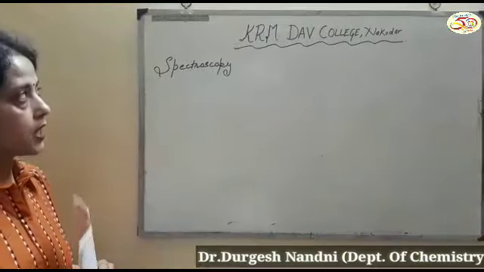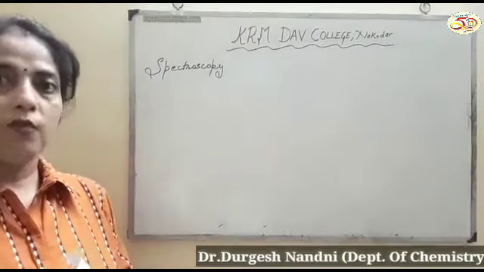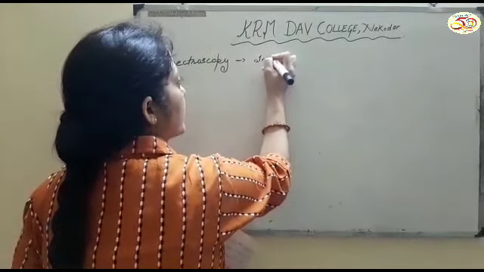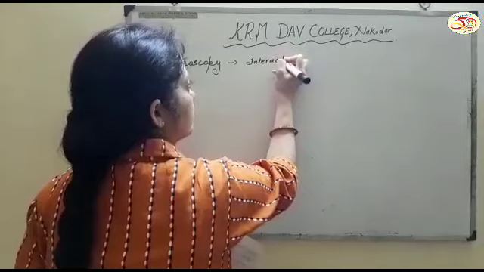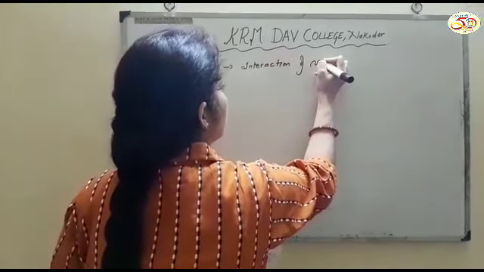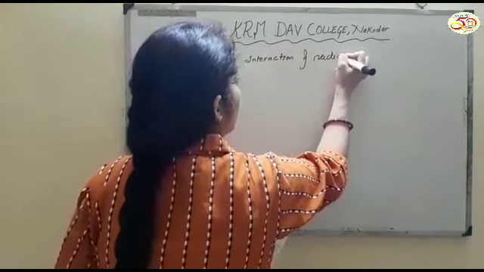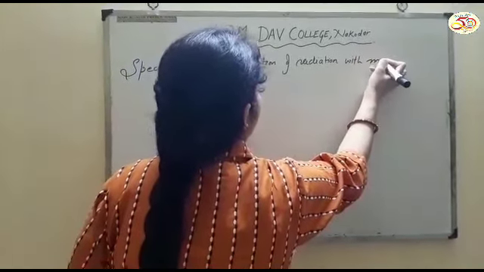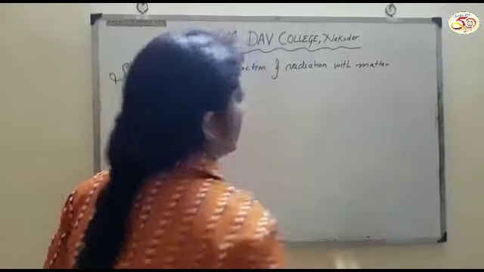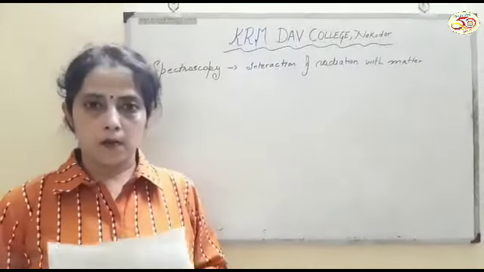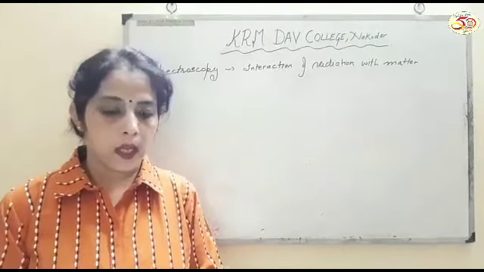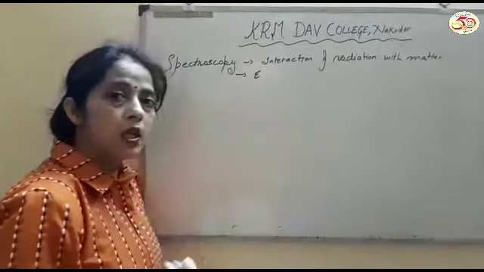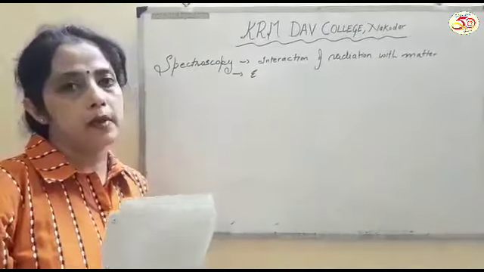First of all, starting with a brief introduction of spectroscopy. What is spectroscopy? Spectroscopy is the interaction of radiation with matter. Matter can be any chemical compound or an organic compound. Basically, spectroscopy is used to elucidate the structure of the chemical compound.